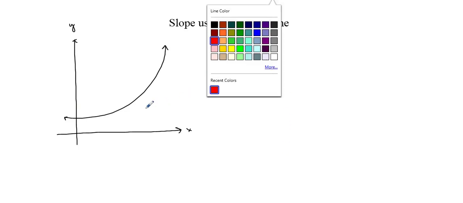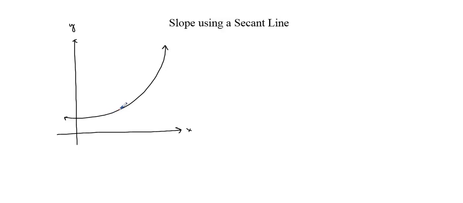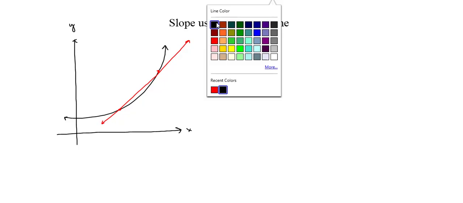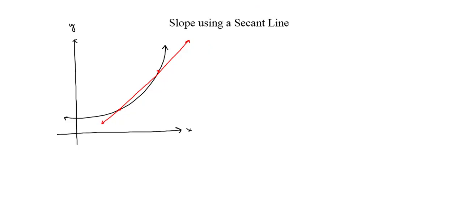I'll color it maybe red. I'm going to go through this point right here and this point right here. See if I can draw a straight line. Close enough. Again, if we need to find the slope, the only way you know how to do that right now is using 2 points, right? Well, let's develop those points.